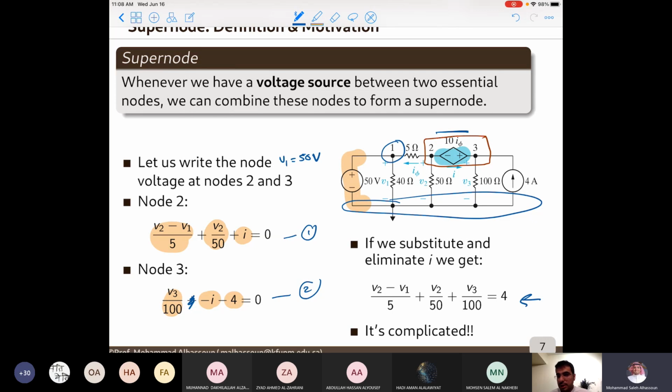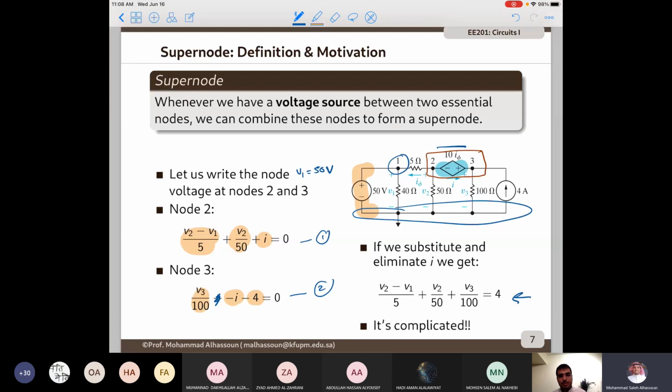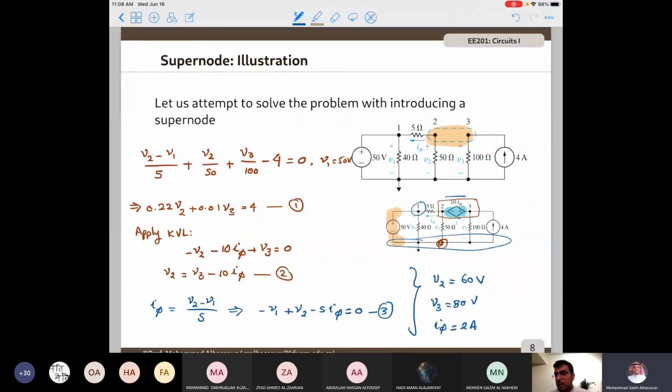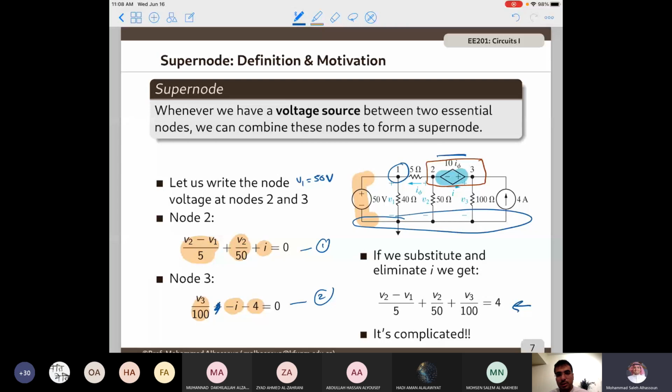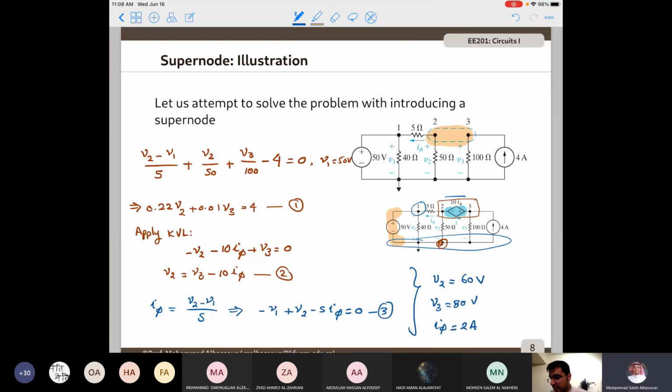But we have another voltage source that connects also two essential nodes. So in order to solve for this circuit, we might end up doing a lot of substitutions. But it turns out there is a fast and efficient technique of solving for a circuit by lumping the two essential nodes that are separated by a voltage source and constructing a huge node that captures these two nodes. And this is known as the supernode. If you apply node voltage method on the supernode, we're doing exactly what we do with the standard node voltage method.